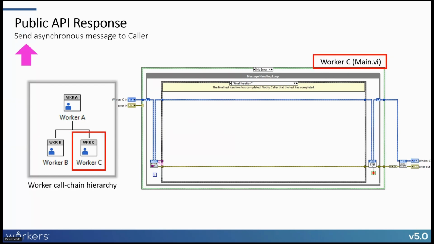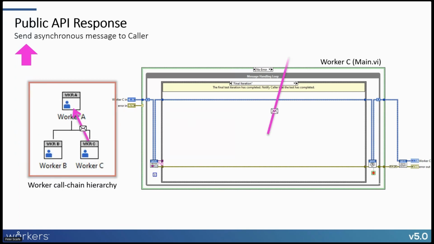Okay, what you see here is the block diagram of worker C's main VI. Here we have a queued message handler with only a message handling loop. Now let's say we wanted to send an asynchronous message from a case of worker C's message handling loop to its caller. To do this, we would create a public API response message in worker C.